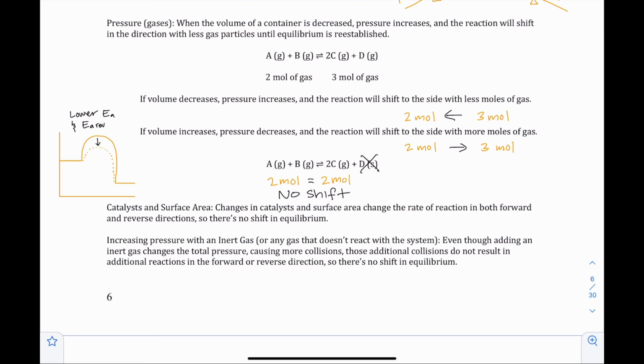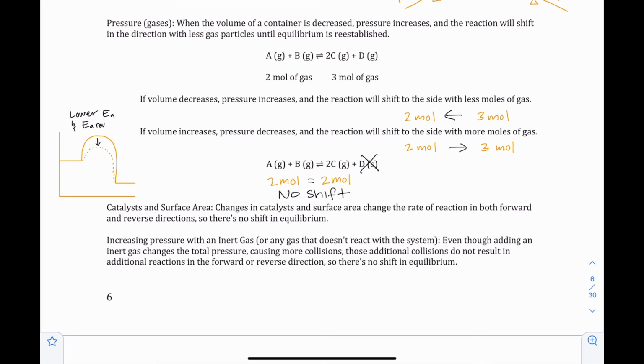The last thing you need to know about Le Chatelier's principle are some changes that don't affect equilibrium. The addition of a catalyst and changes in surface area change the rate of a reaction, but in both the forward and reverse directions. Since reaction rates are changed in both directions, it won't cause a shift in equilibrium in either direction.